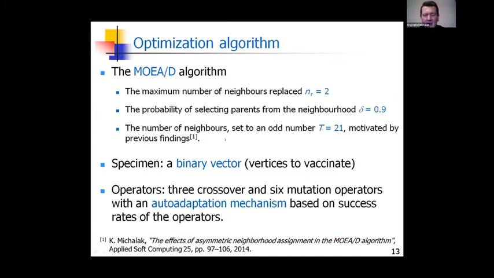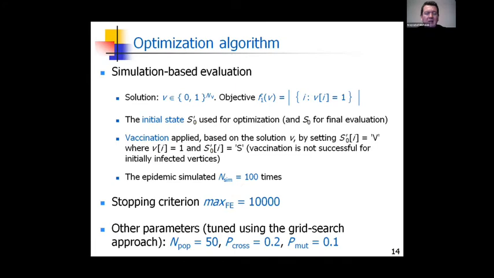Of course, in this algorithm, the solution is a binary vector. It just represents the locations of the vertices to vaccinate. And correspondingly, the operators used in this algorithm are operators working on the binary representation. The evaluation of a solution is performed using simulation, as I mentioned. The solution is a binary vector, and the first objective is straightforward to calculate. We just count the number of elements in the vector equal to 1.